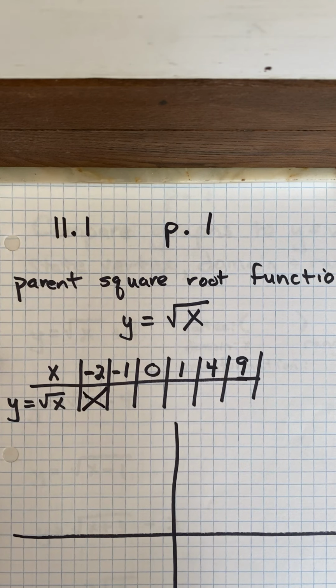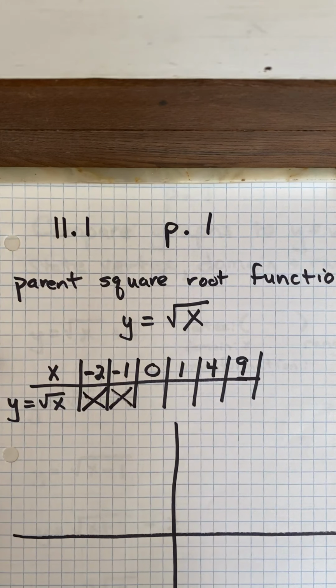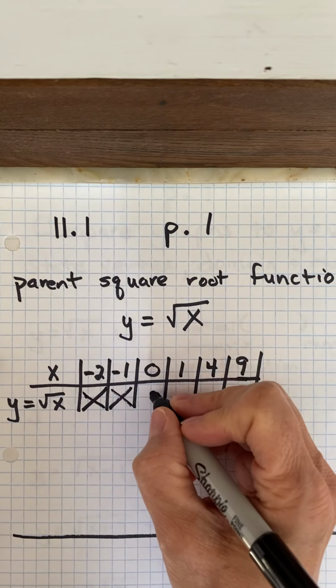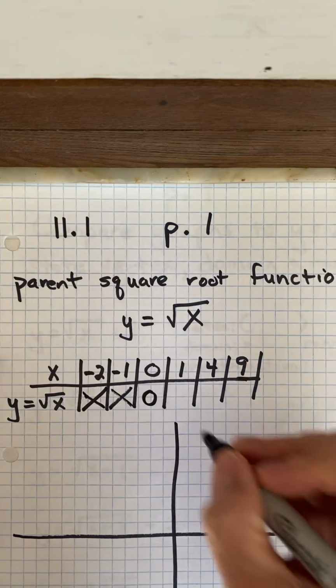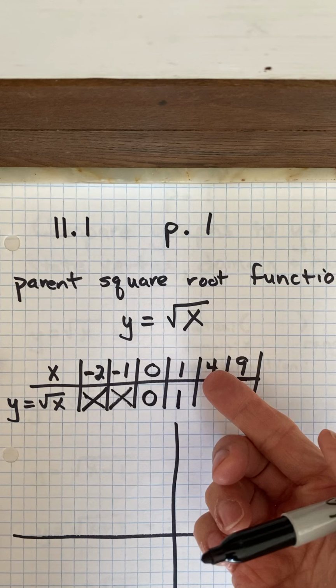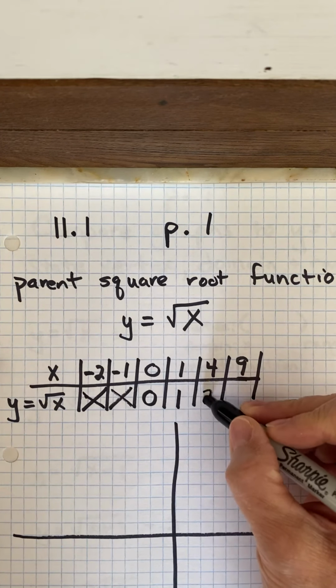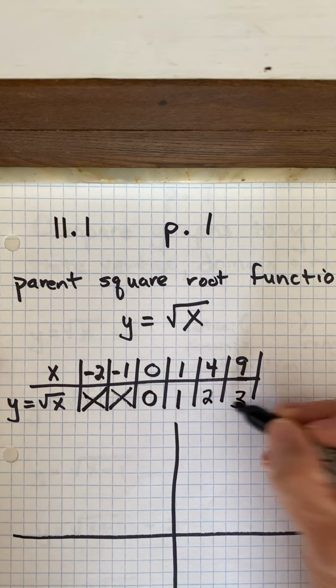How about the square root of -1? Again, there is no square root of -1, so I can't pick that number. What's the square root of 0? Square root of 0 is 0. Square root of 1 is 1. And now you might understand why I decided to pick 4 and 9, because although the square root of 2 is approximately 1.41, we don't necessarily go around knowing the square root of 2 or the square root of 3. We know the square roots of perfect squares. So I pick 4, and that's 2. I pick 9, and that's 3.